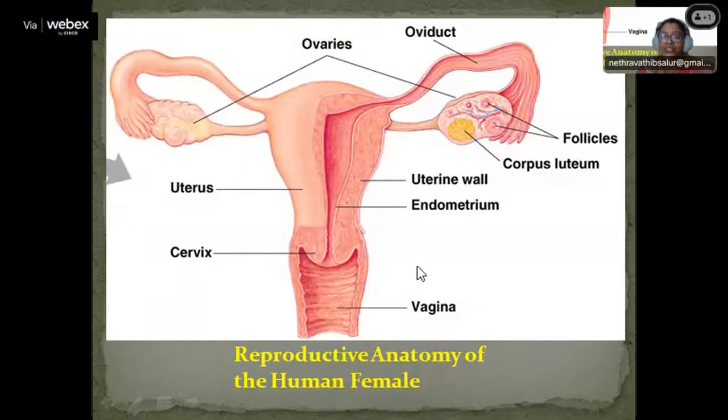Okay, so this is the female reproductive system. Now, if you see here, now you can see the cervix. Now, cervix is the opening of the uterus, and the vagina is the opening of the entire female reproductive system. Remember, this is also very important for the exam for 5 marks. So, this is a very important question.